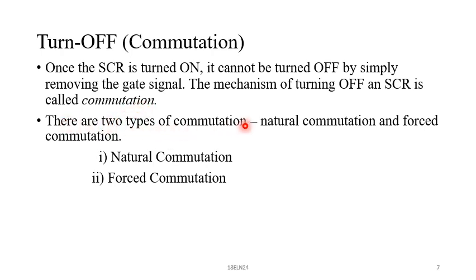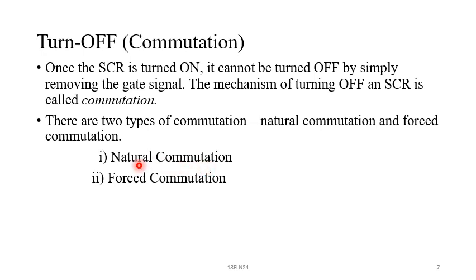Basically there are two types of commutation. One is natural commutation, the other one is forced commutation. In natural commutation, you are not using any extra circuits. Using an SCR, we remove the gate signal, and after a certain time interval the gate signal becomes 0, so the SCR automatically goes to the turn off state. So you're not using any external circuit, and you're not forcing the SCR to turn off. It is called natural commutation.